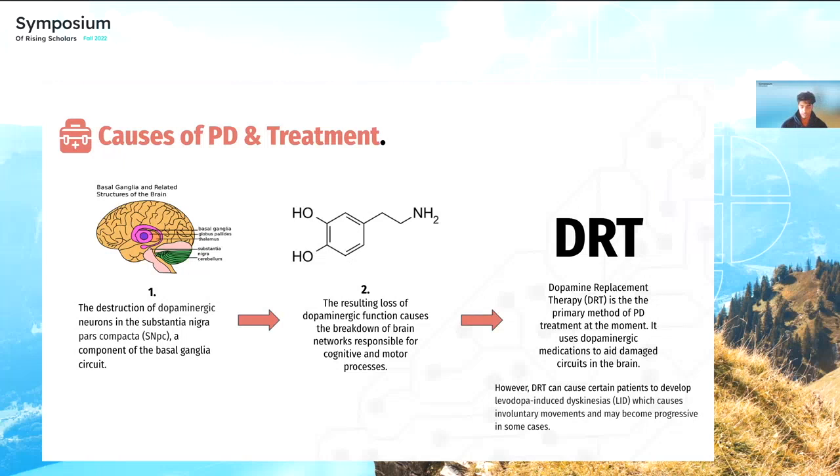And the resulting loss of this dopaminergic function causes the breakdown of brain networks responsible for cognitive and motor processes, which leads to a lot of the cognitive and motor impairments that Parkinson's disease patients often have. The current treatment for Parkinson's disease, which is not the most effective, is called dopamine replacement therapy, DRT. It uses dopaminergic medications to supply the brain with lost dopamine. However, the problem with this is that DRT can cause certain patients to develop LID, which causes involuntary movements and may become progressive in some cases.